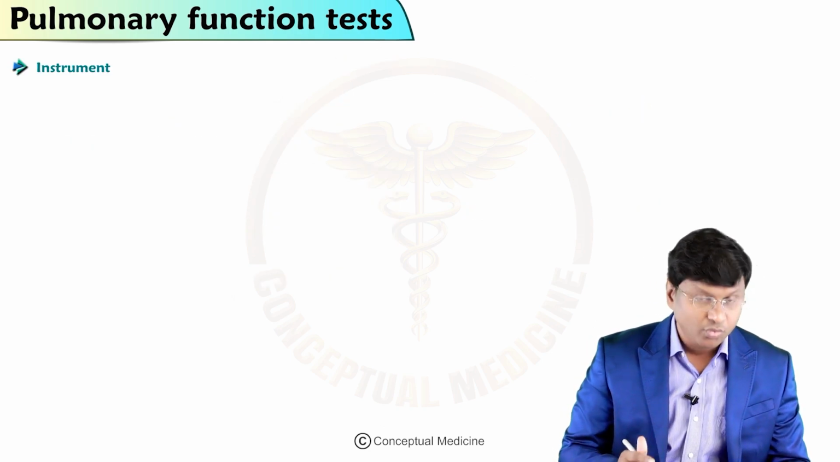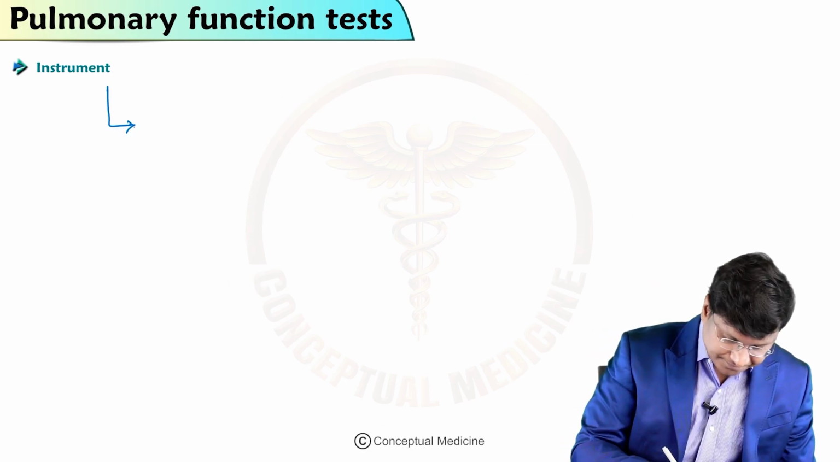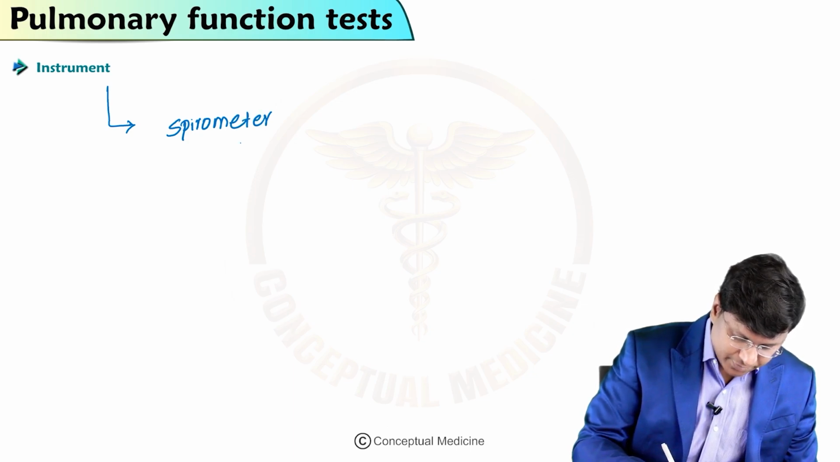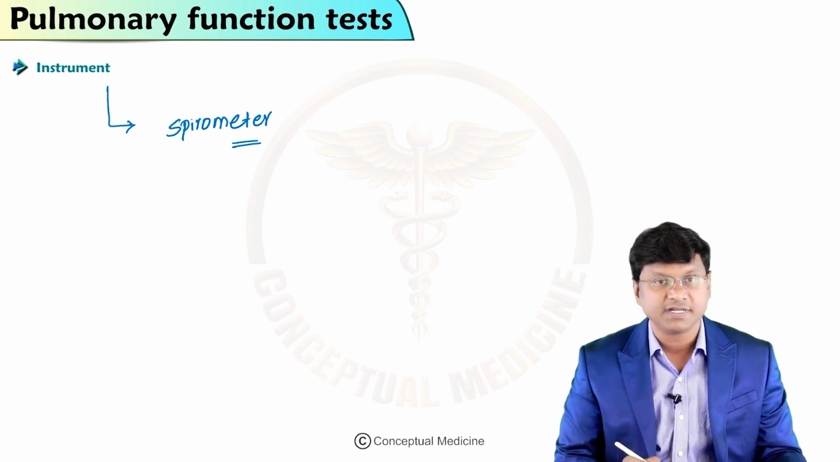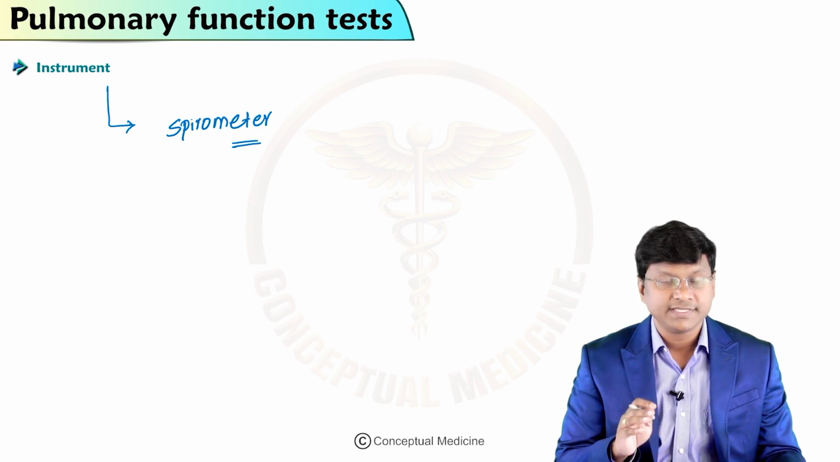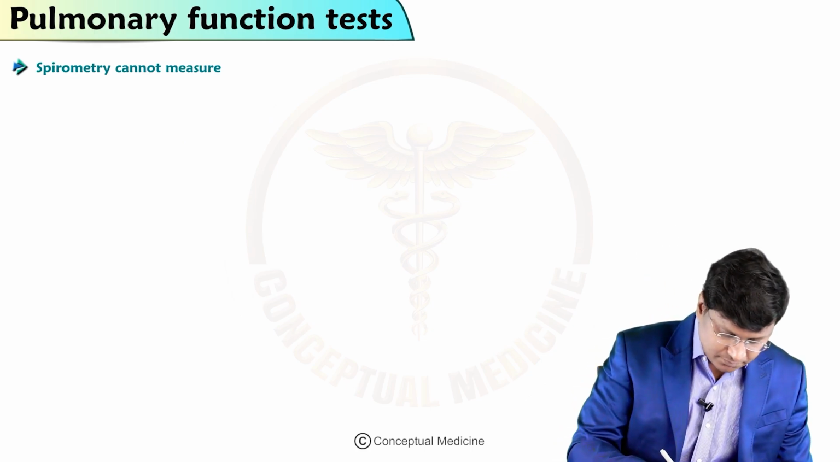And you need to know what is the instrument with which you measure the pulmonary function test. Pulmonary function tests are measured with a spirometer. Okay, spirometer is the device which measures the pulmonary function test. Now, with the help of spirometer, there are certain pulmonary functions which cannot be measured. That is a very important multiple choice question.